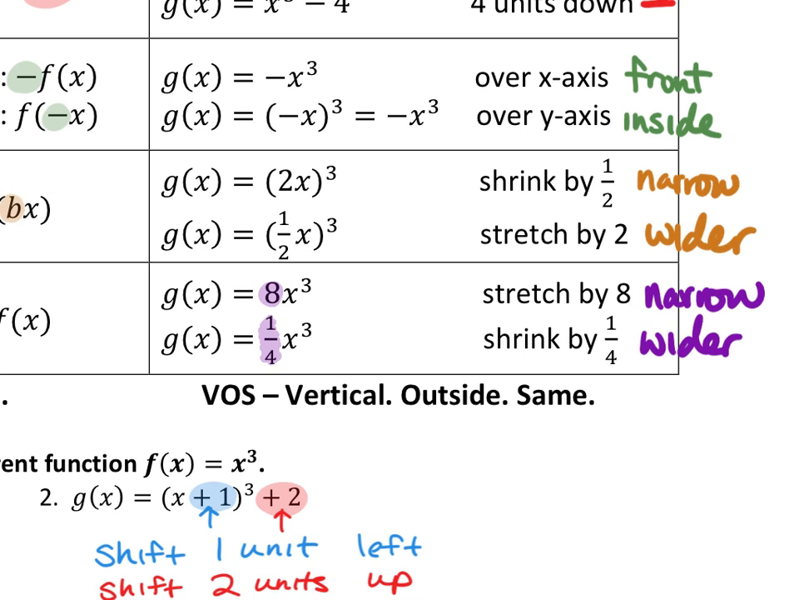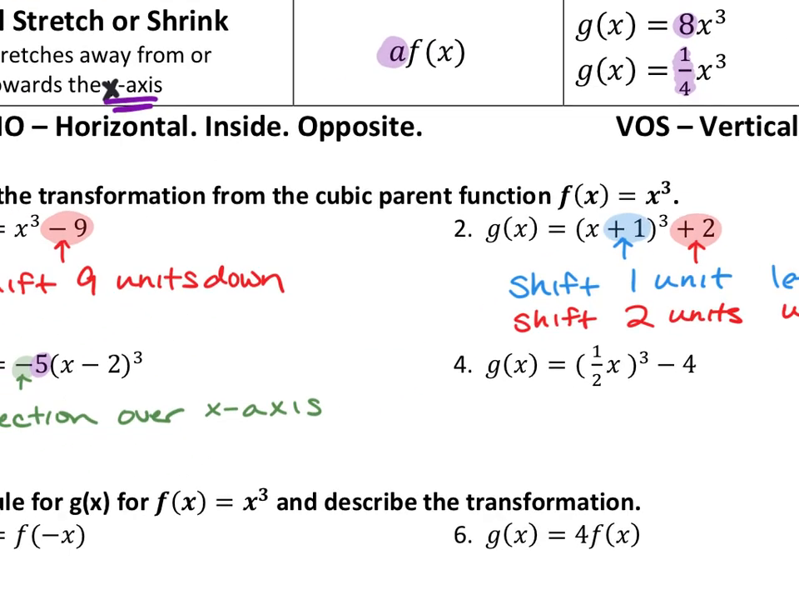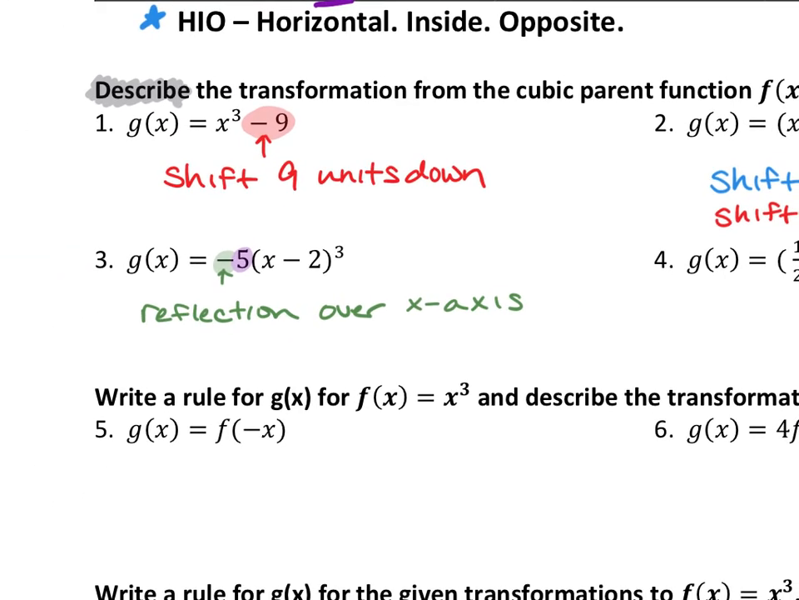One's a fraction and one's a big number. So if the number is bigger than 1, or like a whole number, what is it going to be called? A stretch, which makes it narrower. Yeah, and if the number in front is a fraction, what is it going to be called? Shrink. Okay, so let's apply that here. If we see a 5, is this going to be a stretch or a shrink? It's going to be a stretch.